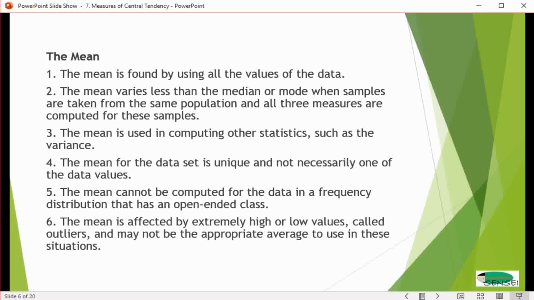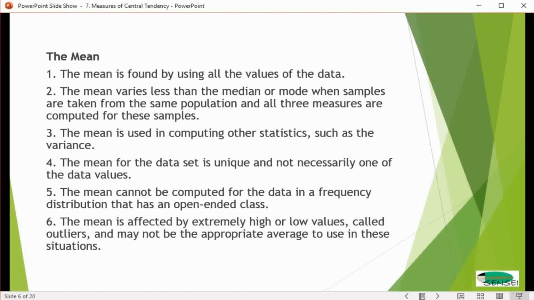And then, it is very highly affected by extreme values. So what do we call these extreme values? We also call them outliers. Meaning, if we have a distribution, say, in a class who took an examination, and our mean is 25, the majority of the students scored 25.